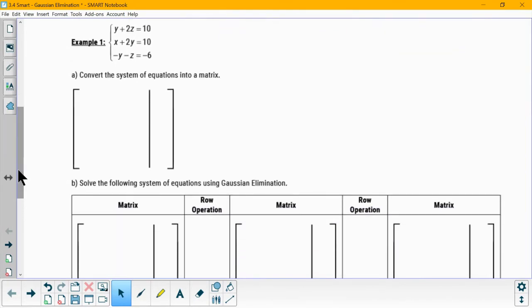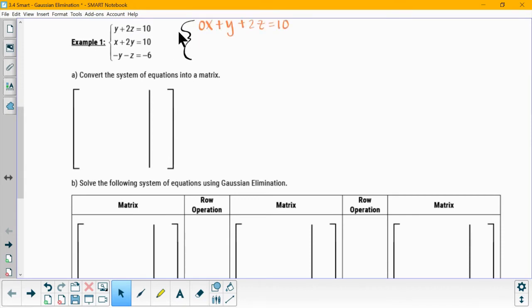First, we are going to convert the system of equations into a matrix. Remember, you are going to want a column for x, a column for y, a column for z, and a column for your answers. The first thing I notice is I have some missing variables. This isn't a necessary step, but it does ensure that you are getting your matrix correct in the first place, because you don't want to mess up on the first step.